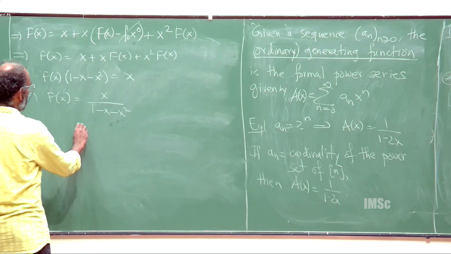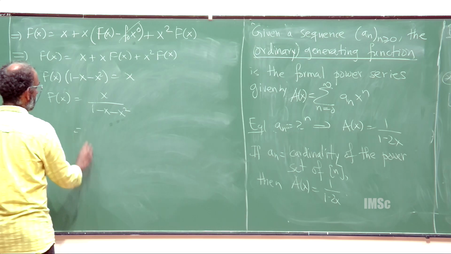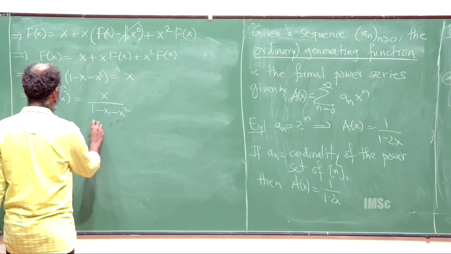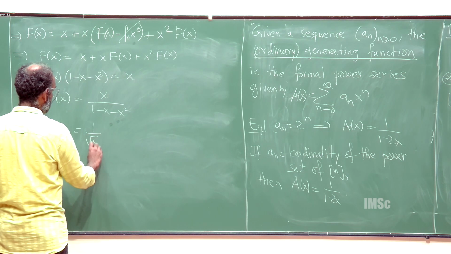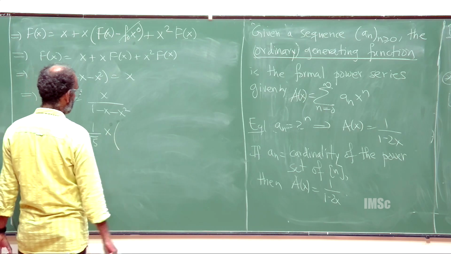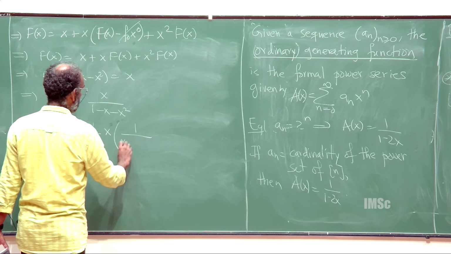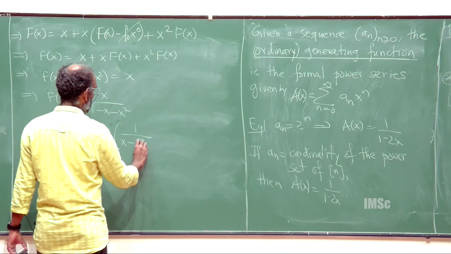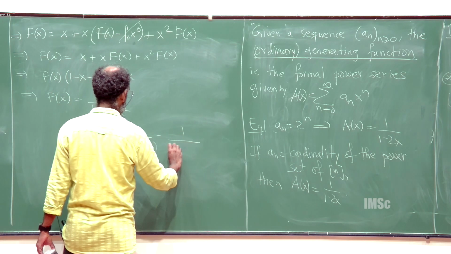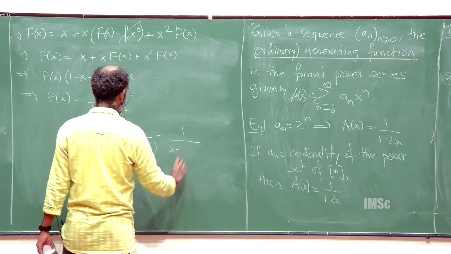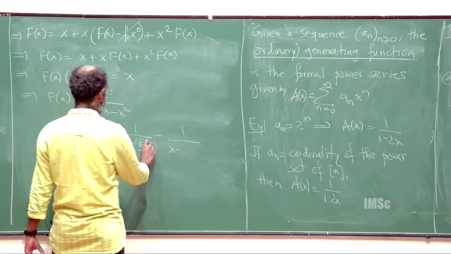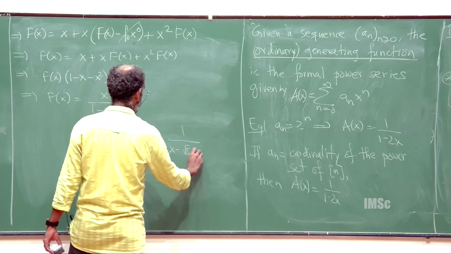Exercise. Okay. I think this is the answer, but please double check. So this will be 1 by root 5 times, 1 by x minus (square root of 5 minus 1) by 2, minus 1 by x plus (square root of 5 minus 1) by 2.